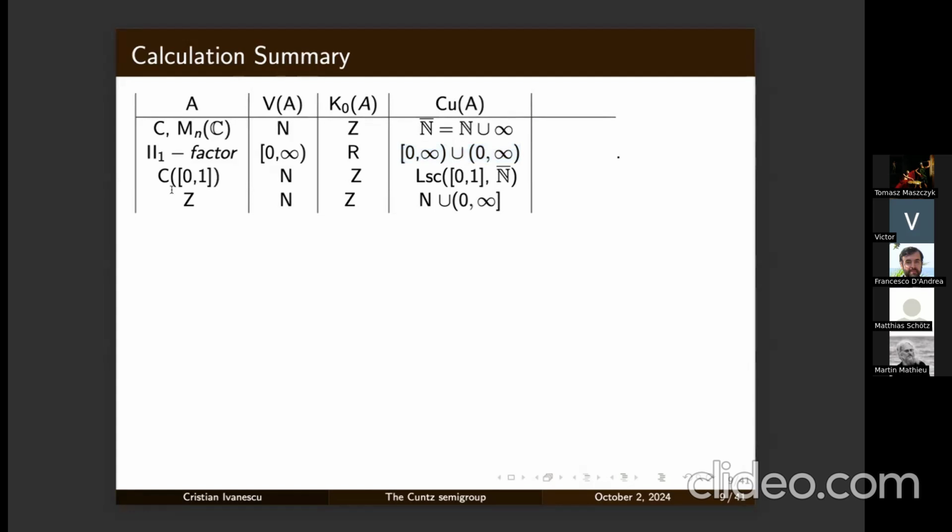And now for continuous functions over [0,1], which we just talked about, and then the Z here is actually of the Jiang-Su algebra. It turns out that this V sub A, the Murray-von Neumann semigroup, is the natural numbers, and the K theory is going to be Z. And the Cuntz semigroup turns out to be N disjoint union with (0, infinity].